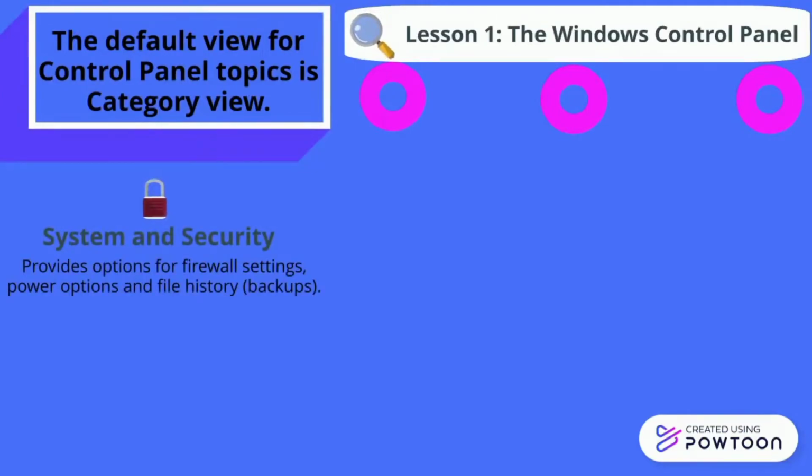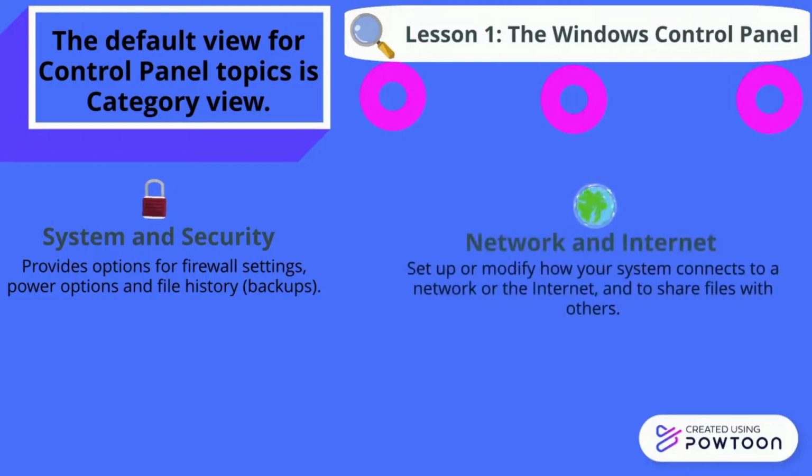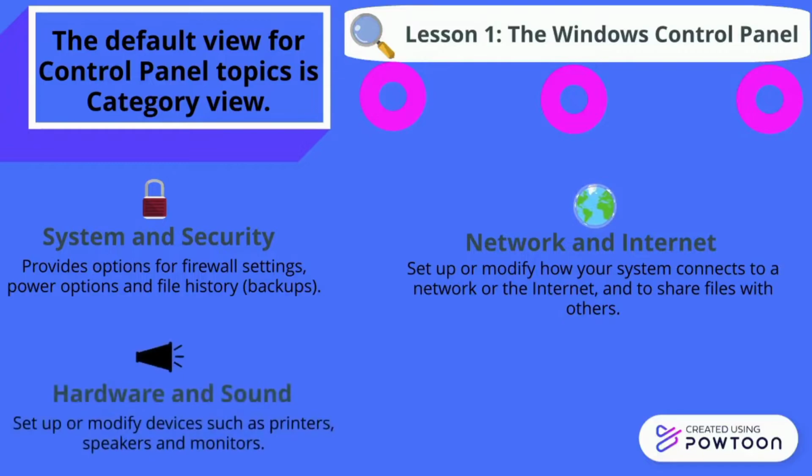System and Security. Provides options for firewall settings, power options, and file history, backups. Network and Internet. Set up or modify how your system connects to a network or the Internet, and to share files with others. Hardware and Sound. Set up or modify devices such as printers, speakers, and monitors.